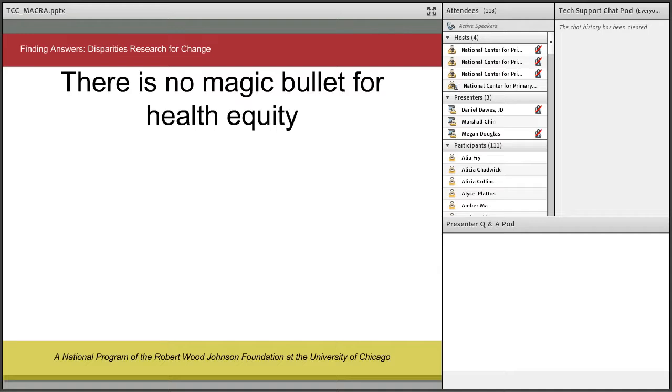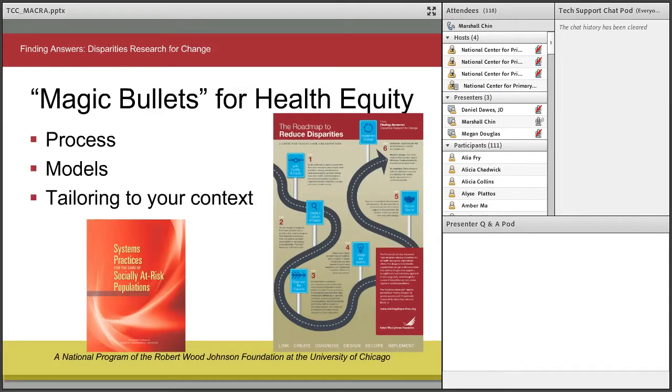So, for example, what will work for reducing disparities in my South Side, predominantly African-American population may or may not work in Los Angeles or Memphis or New York City. But at the same time, it's not like we're just wandering in the wilderness. We do know a fair bit about what can improve equity, and in fact there are magic bullets, plural, for health equity. What makes it both rewarding and challenging is that it's both a process for what to do to approach reducing disparities, models of care that might be adapted, and of course then tailoring to your own specific context.